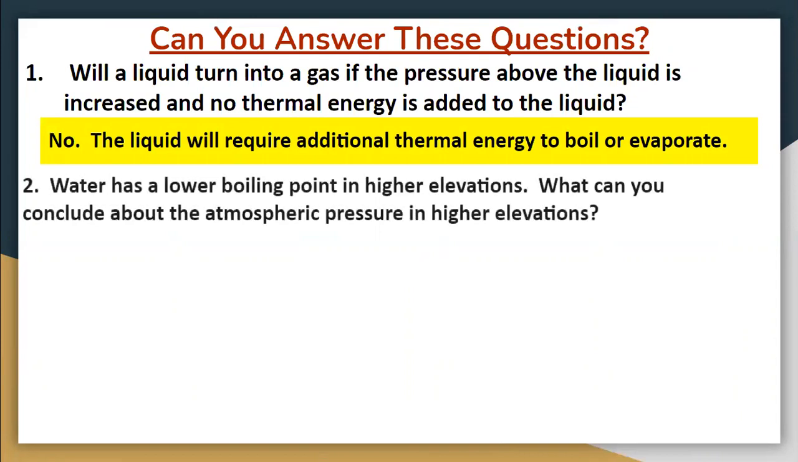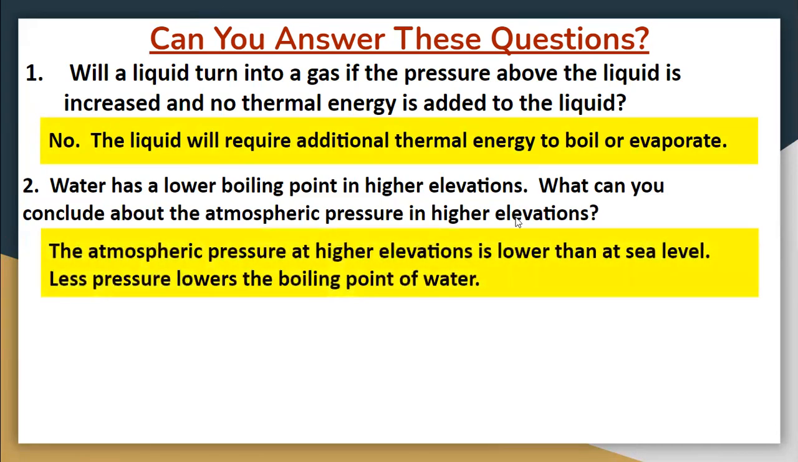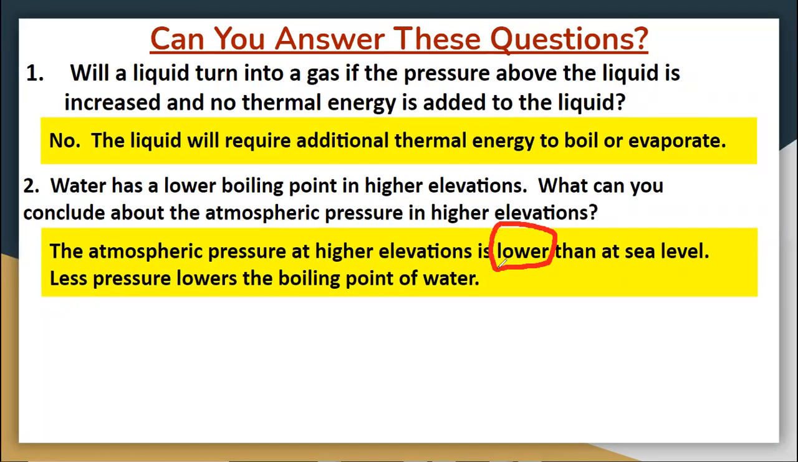Next question. Water has a lower boiling point in higher elevations. We just talked about that. What can you conclude about the atmospheric pressure in higher elevations? Is the pressure more or is it less? The atmospheric pressure at higher elevations is less. It's lower than at sea level. Less pressure lowers the boiling point of water.